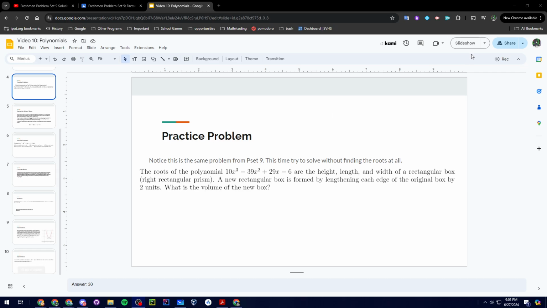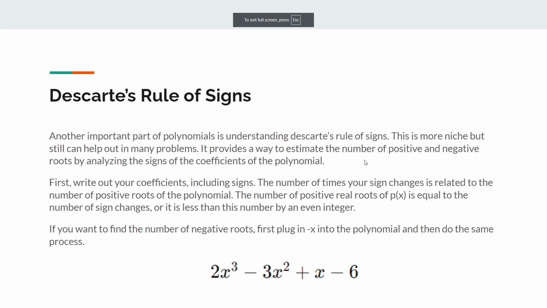Okay, so moving on, we have another topic called Descartes' rule of signs. This is really niche, but it's still pretty cool. It basically gives you a way to estimate the number of positive roots and negative roots just by looking at the coefficients. What you do is write out your coefficients, including your signs, and the number of times your sign changes is related to the number of positive roots, right?